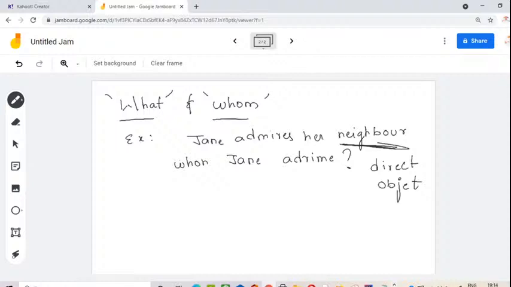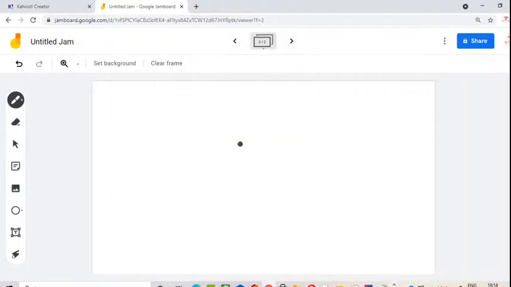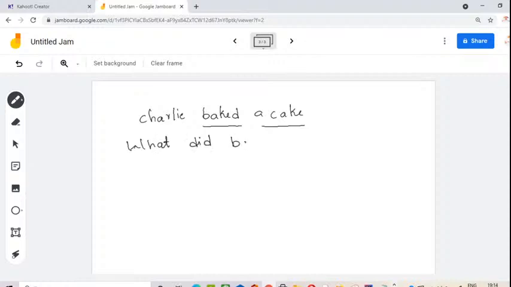I'll give you another example: Charlie baked a cake. Here the verb is baked and the object is a cake. What did Charlie bake? Obviously a cake. In the sentence we are given that Charlie baked a cake. So that's the direct object here.